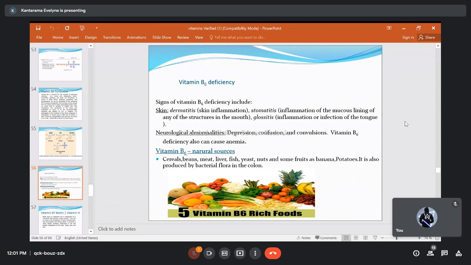It causes neurological abnormalities like depression, confusion, and convulsions. It can also cause anemia. Remember, it is involved in hemoglobin synthesis. The case of deficiency will lead to anemia. The natural sources are given here. You can read on your own.